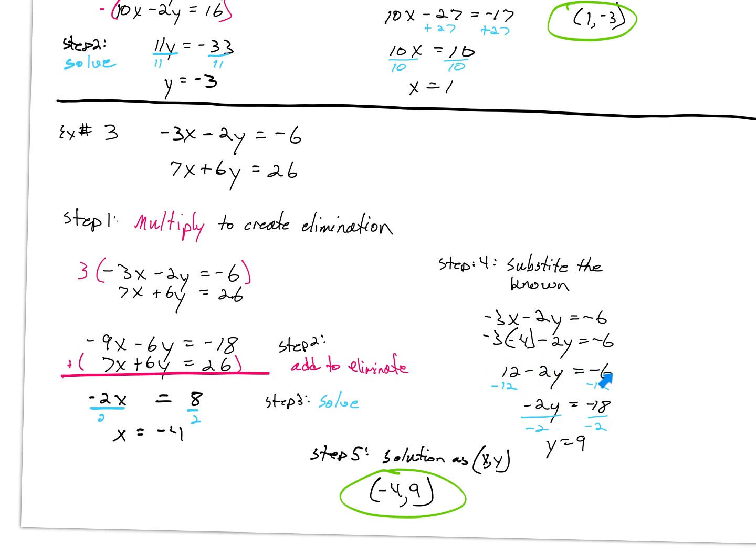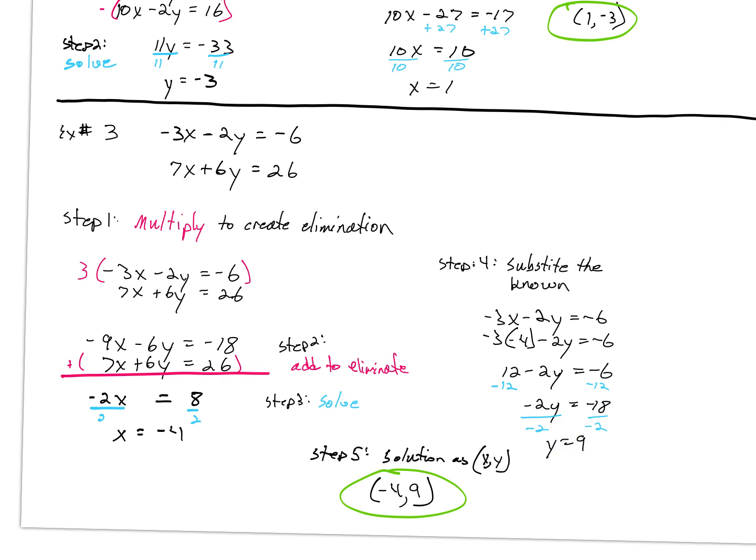Then I just have an equation that I have to solve for the variable y. I've got to isolate it. So I'm going to get rid of this positive 12 by subtracting 12, but I have to do that on both sides. So now I bring down my negative 2y equals, and then negative 6 minus 12 is negative 18. Then I divide both sides by negative 2. And negative 18 divided by negative 2 is 9.